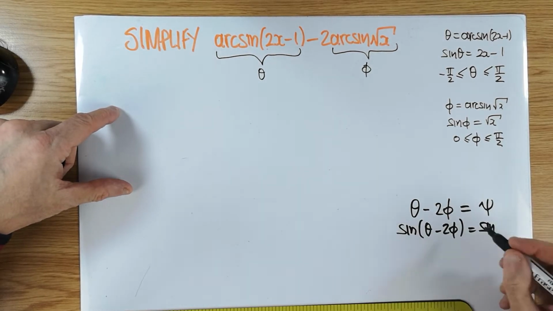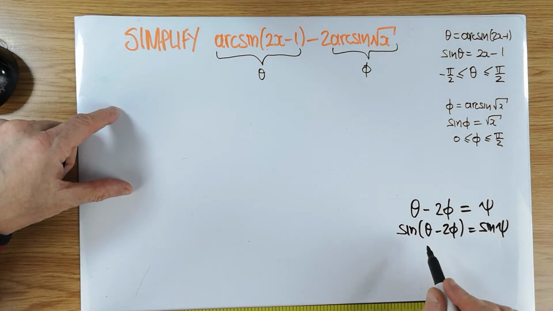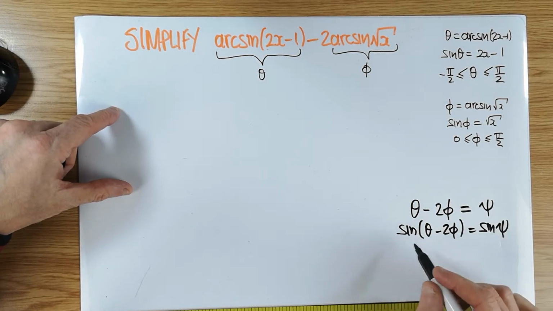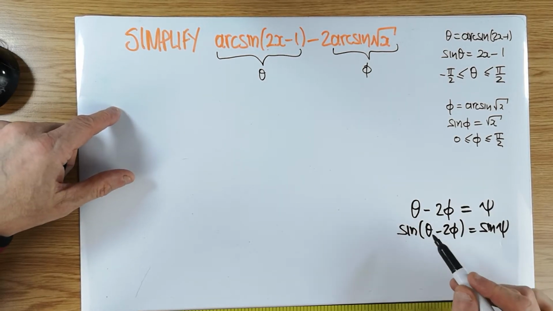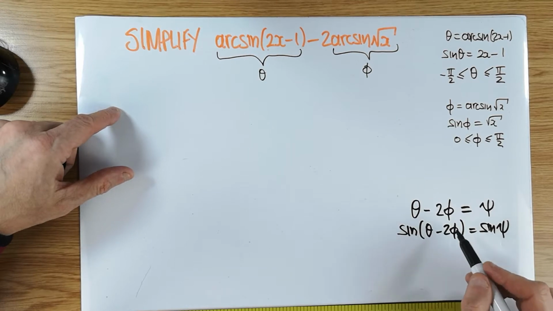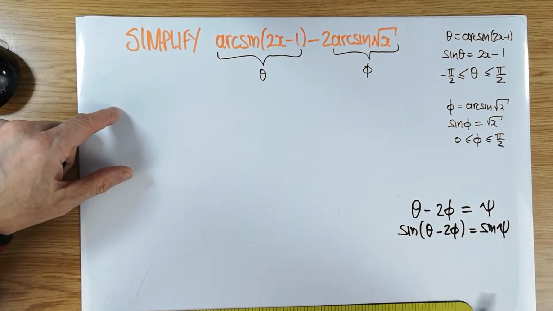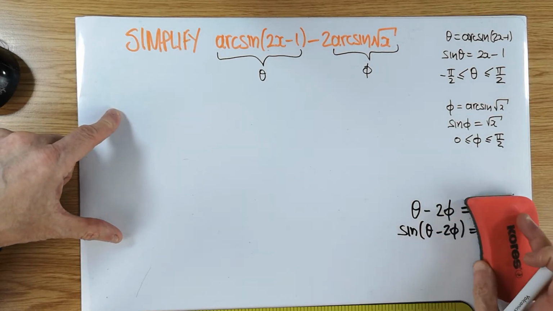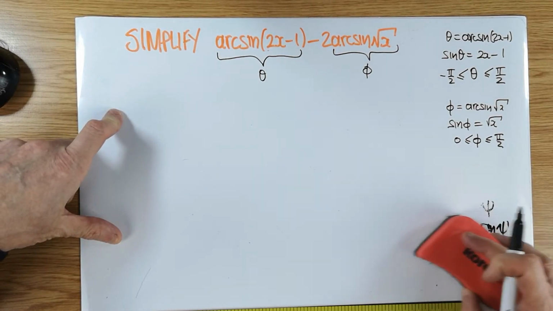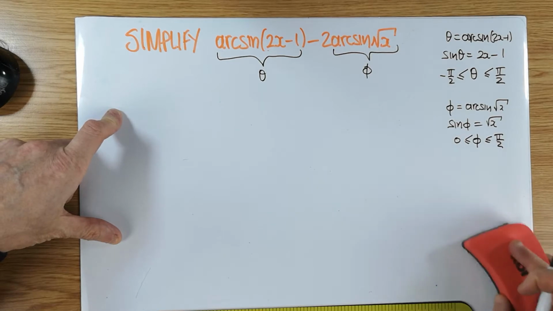So it's going to look something like that: the sine of theta minus 2 phi is the sine of psi. And then, of course, I'm going to use my compound angle formula. So I'm going to need things such as the sine of theta, the sine of 2 phi, the cos of theta and the cos of 2 phi. So I need cosines, really, for theta and phi. So I'm going to go to my little triangles.